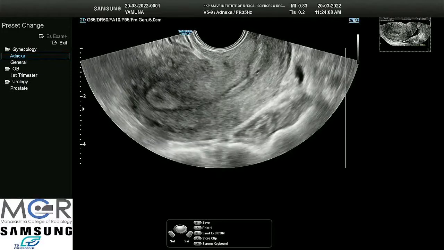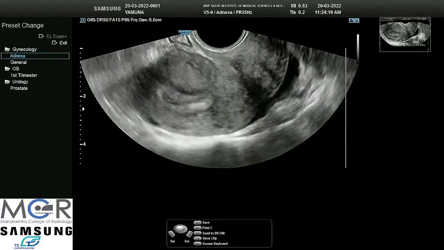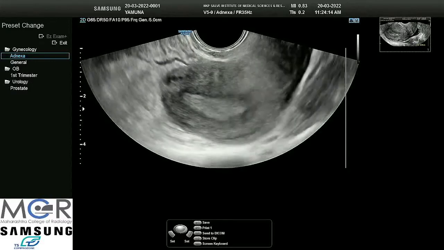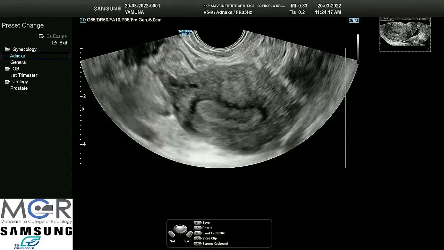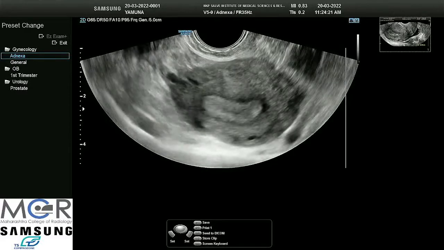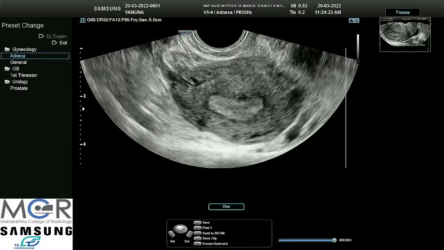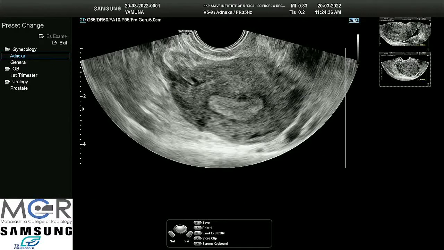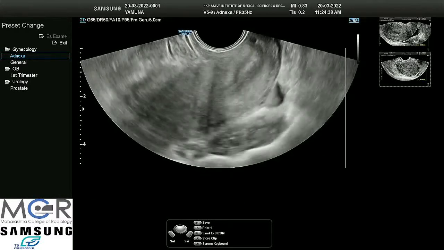Myometrium is otherwise normal, there is no fibroid, and now we have turned our probe at right angles to our sagittal section. Now we got the coronal section. We will take measurement of the uterus in this. I think we did not take the long axis measurement. So this is a little bulky uterus. 5.5 for coronal section is a little on the higher side.